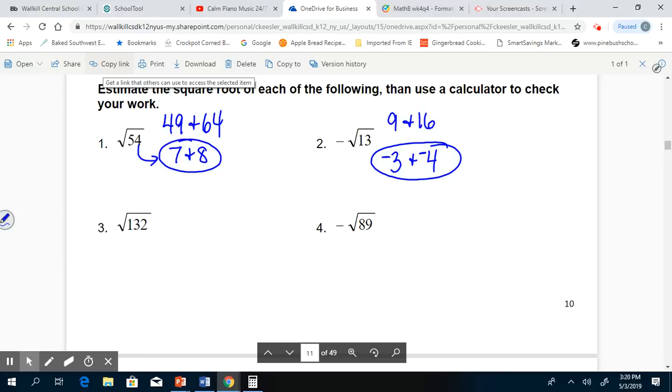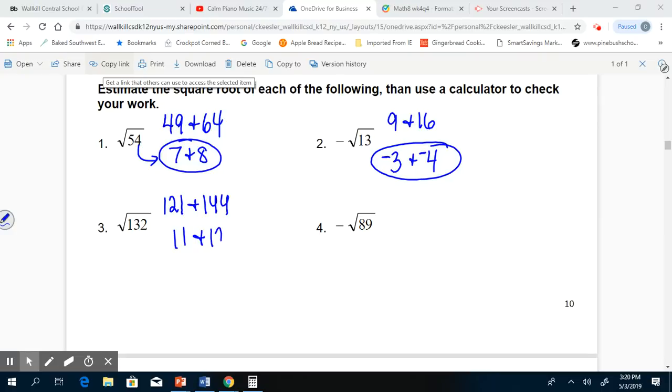Next one, square root of 132. Well, 132 falls between 121 and 144 on my list. The square root of 121 is 11, and the square root of 144 is 12. Therefore, 132 is between 11 and 12.